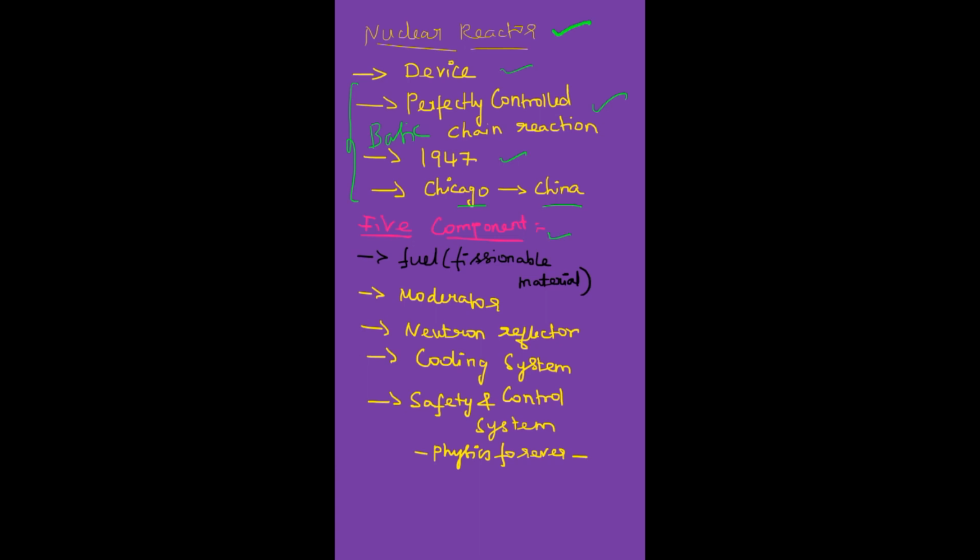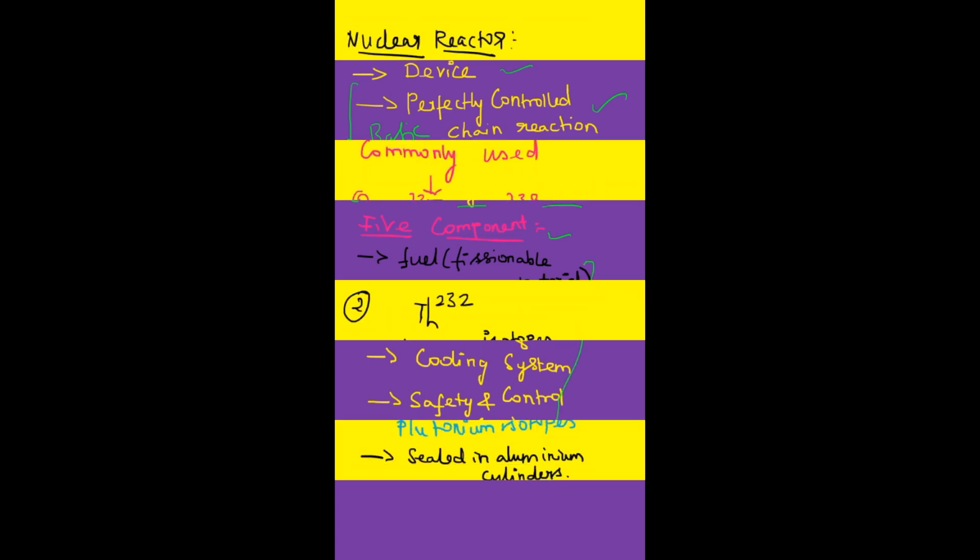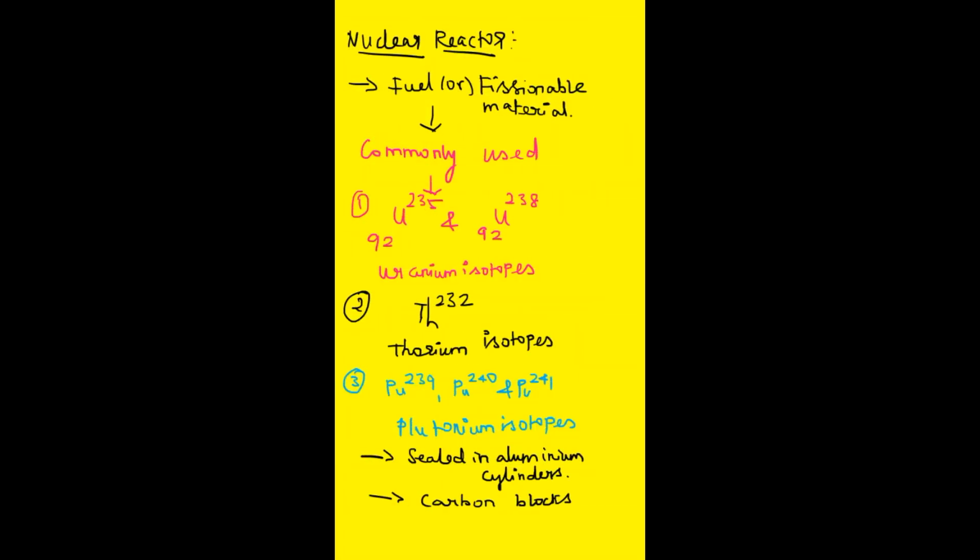One is fuel, that is called fissionable material. Then second one moderator, then third neutron reflector, then fourth one cooling system, and fifth one is safety and control system. So we have to discuss these 5 components in the upcoming nuclear reactor videos.